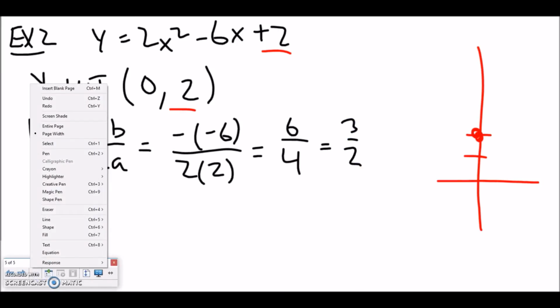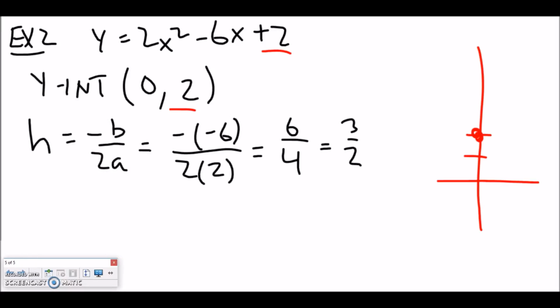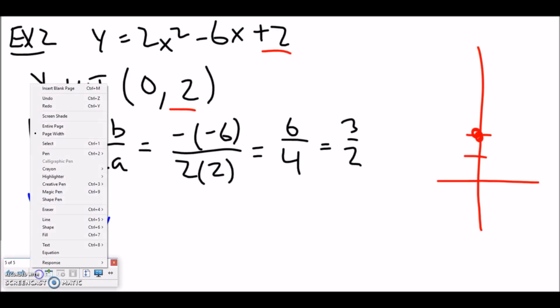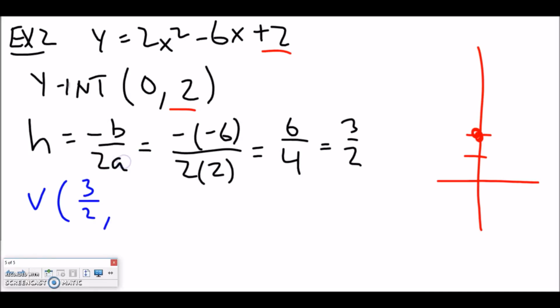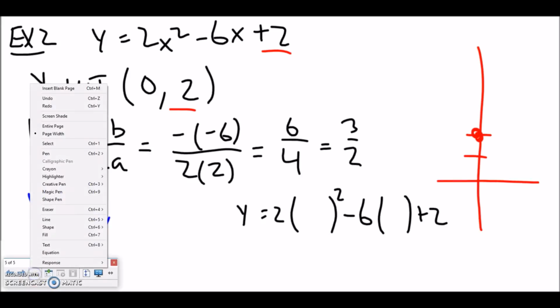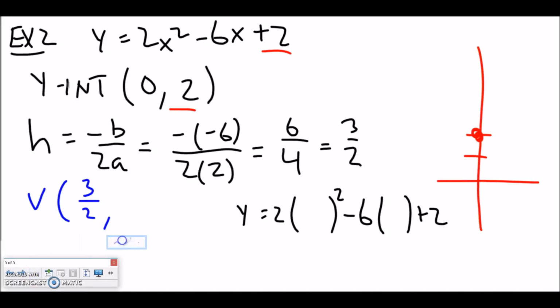So for my vertex, we already know the x-coordinate will be 3 over 2. And I'm going to stick with fractions. Let's find the y-coordinate. We do that by plugging in our x-coordinate for the vertex. We plug in our 3/2.